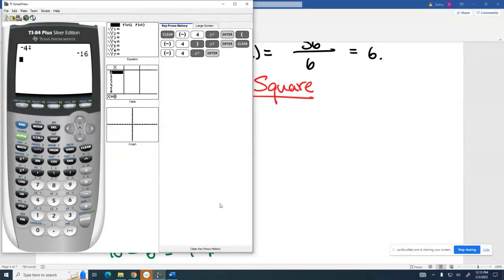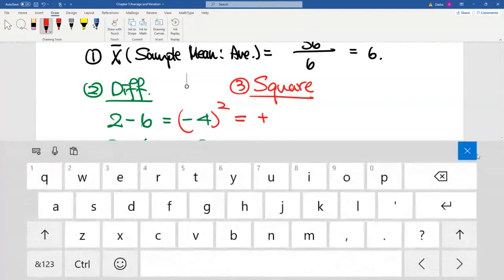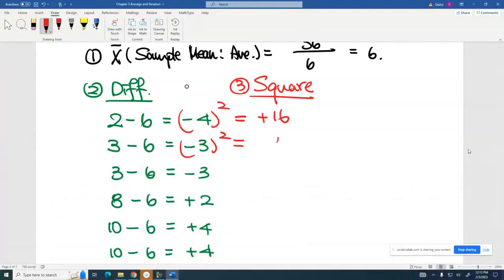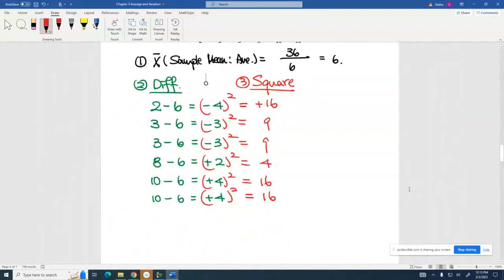What should I do? Parentheses, yes. If you need the positive 16, then you have to open parentheses, negative 4, close it, square, positive 16. But we knew it. Any squared value must be positive, right? So let me go back to my note. It must be positive 16, 9, 9, 4, 16, and 16. We knew it. Be smart.